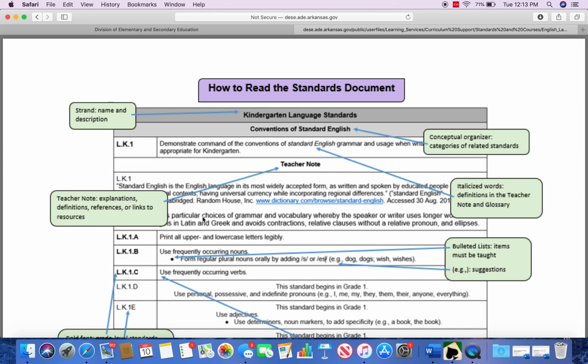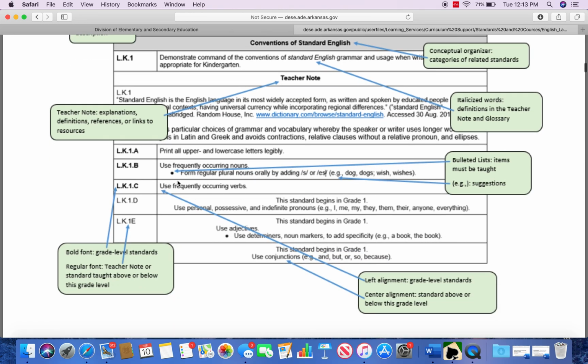Teacher notes and explanations. This also reiterates, it gives you additional notes. So, right here for the conventions of standard English grammar and usage, we see a definition. We see a little additional pieces of information to help us better understand what that means and from where it's coming from, the references, or even some additional links that will take you directly to another source. Okay.